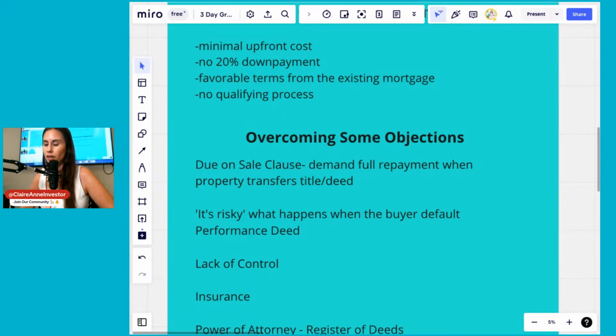It's very rare that it happens. The only way for them to really call it due is if you stop paying the payment. That's really the only option.